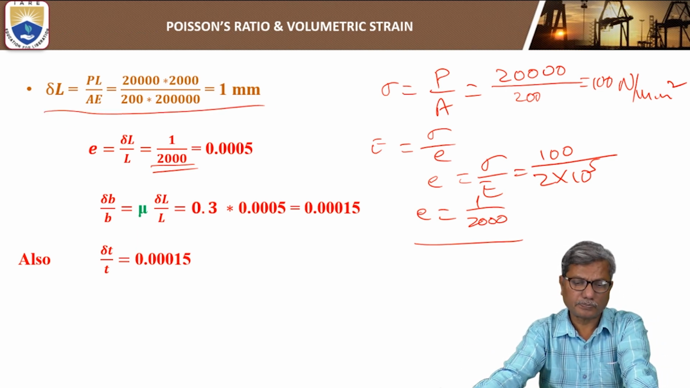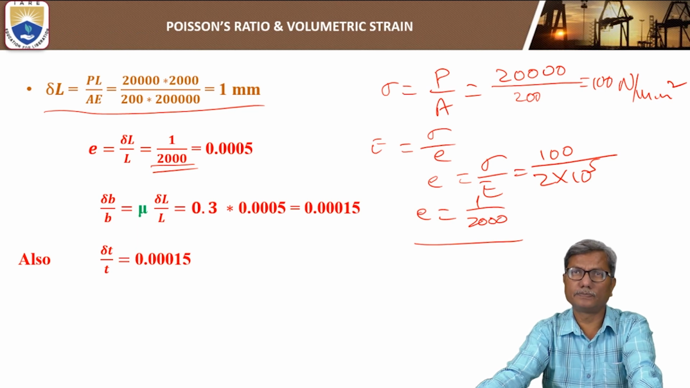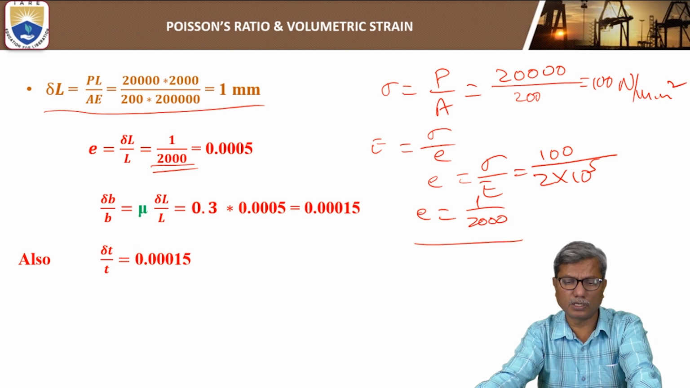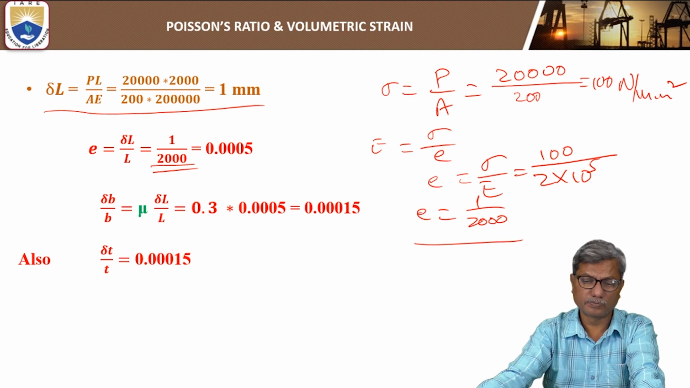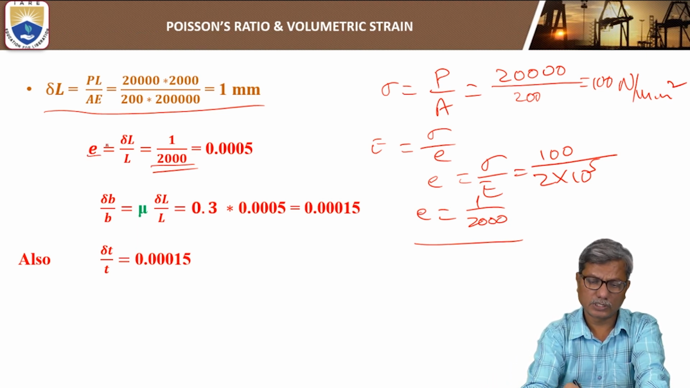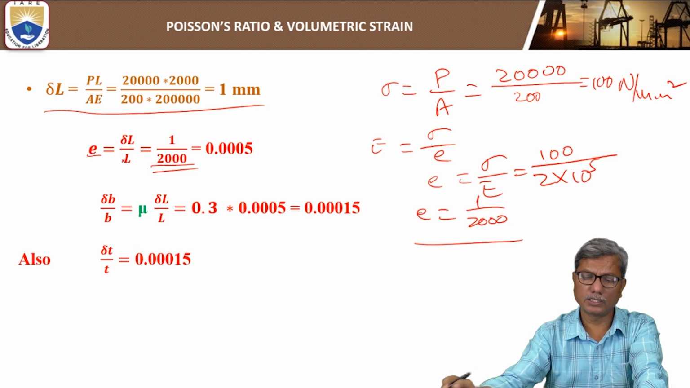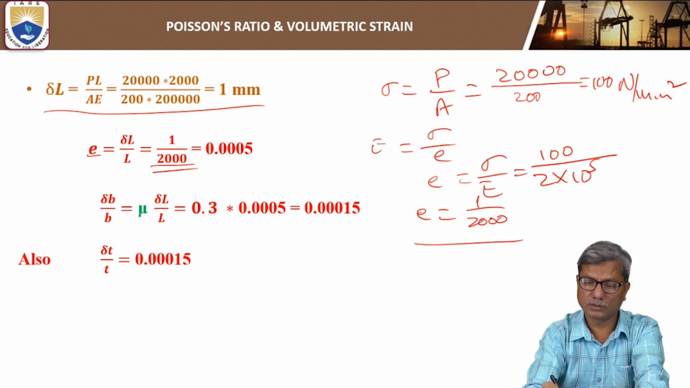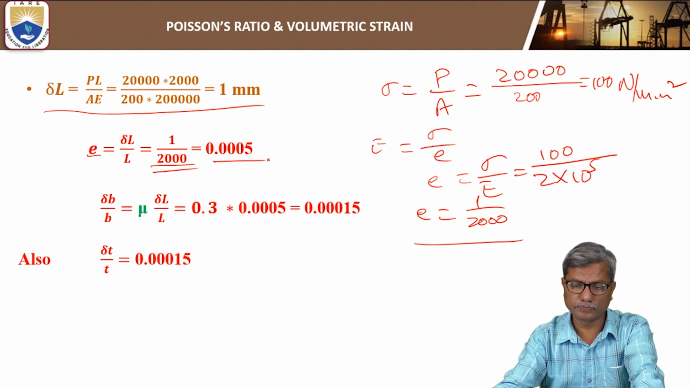You can directly find delta L using the expression PL by AE. The extension delta L can be directly calculated by using PL by AE, which comes out to be 1 millimeter. So strain is now delta L by L. L in millimeters is 2000. So strain is 1 by 2000 or 0.0005. Okay.